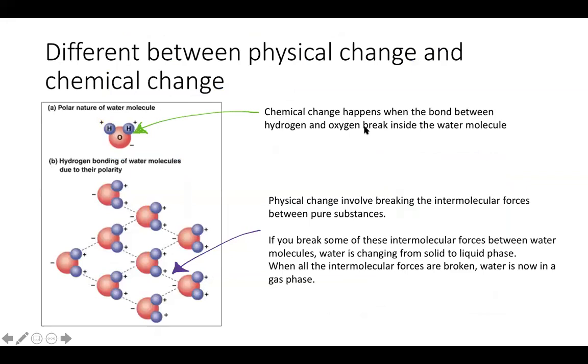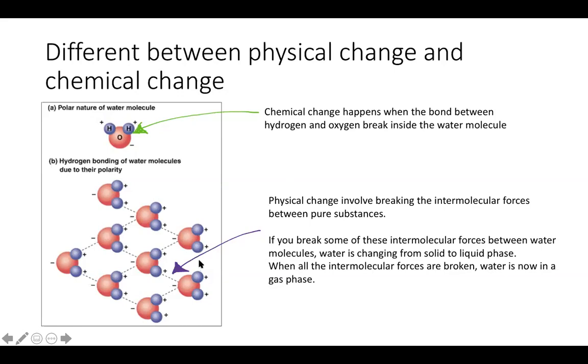All right, let's talk about the next one. Physical change versus chemical change. So this is the part where I'm talking about a little bit. All right, so chemical change is basically when you're breaking down the glue between the atoms. So in this case, you can see here, a water molecule is 2 hydrogen and 1 oxygen, and they're stuck together. So if we break the bond between this hydrogen and oxygen, that would be a chemical change.